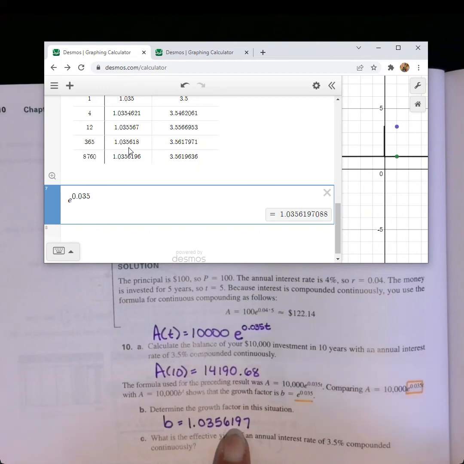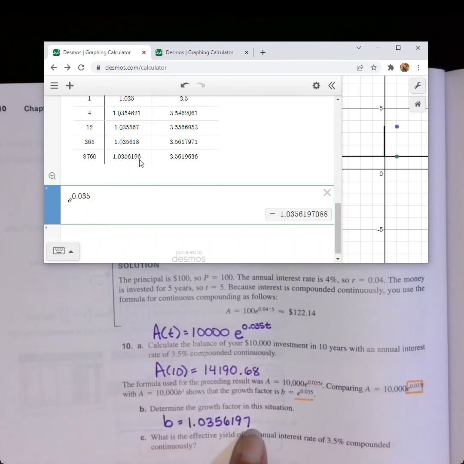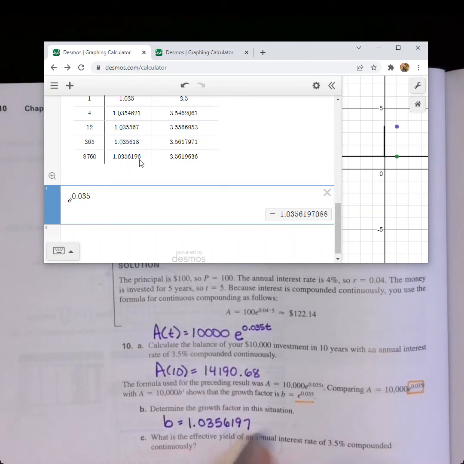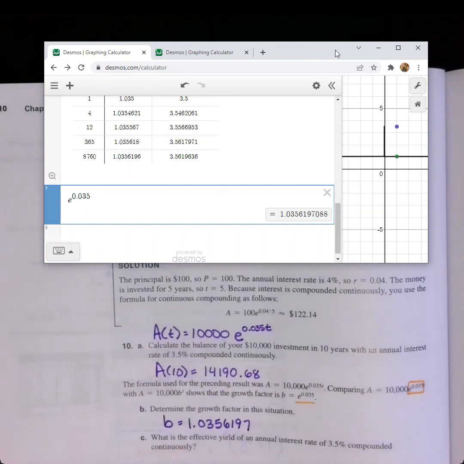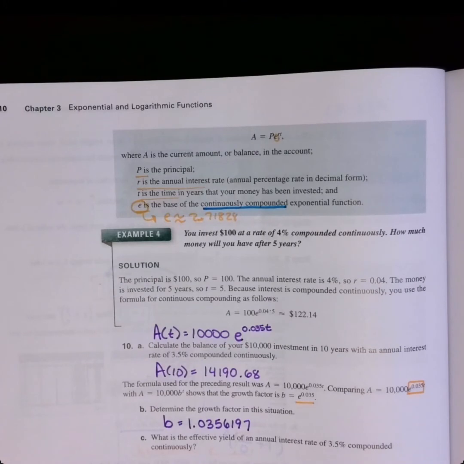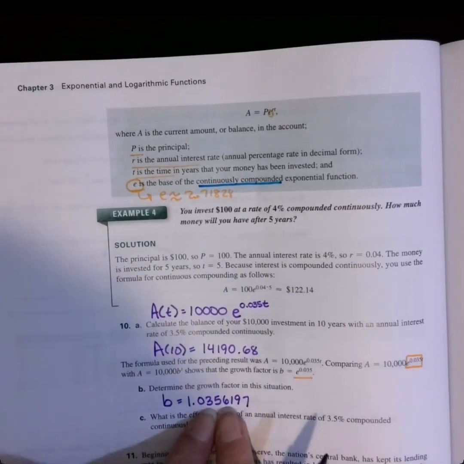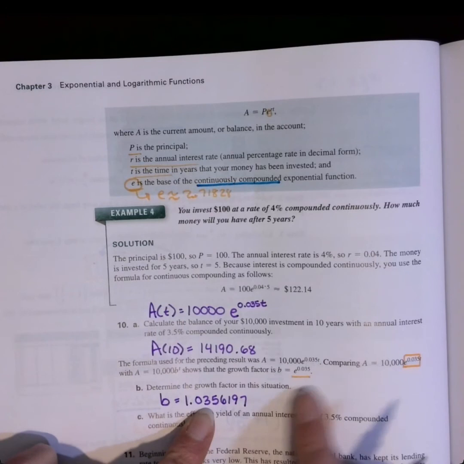So if I compare 1.035618 or 1.035696 for hourly, I'm at 197 here. I'm just an itty bit bigger because I have the perfect continuous base where it's not just every hour or every second, it's continuously all the time compounding and adding on to the interest. That's the perfect base. Now, this one has the interest rate factored into it because I've used the 0.035.